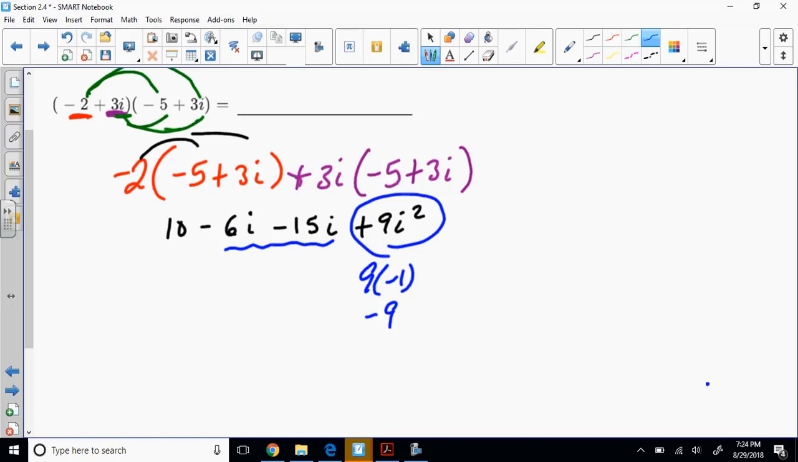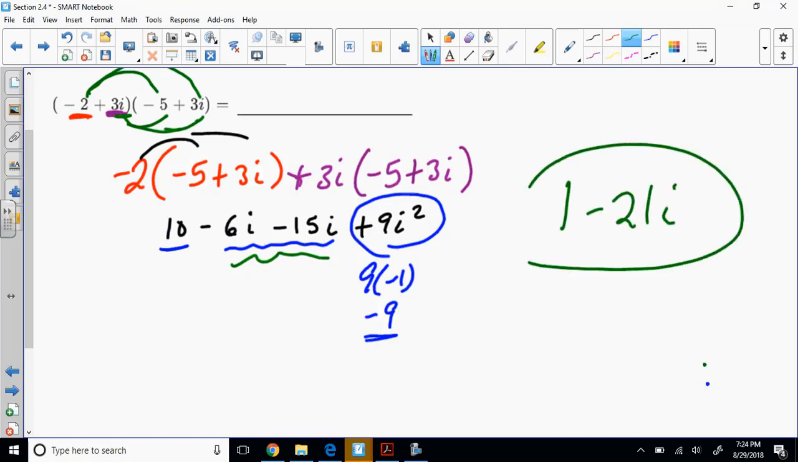That's the difference. All right, so we've got 10 here and -9. And then, of course, guys, we have -6i and -15i. So when we clean this up, 10 minus 9 is what? 1. And then -6 and -15 is what? Nope. -21, right? Now you're subtracting from negative. So we're going backwards. Well, yeah.